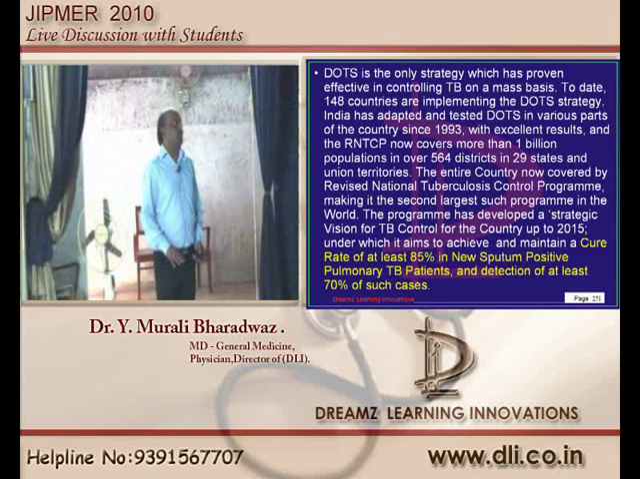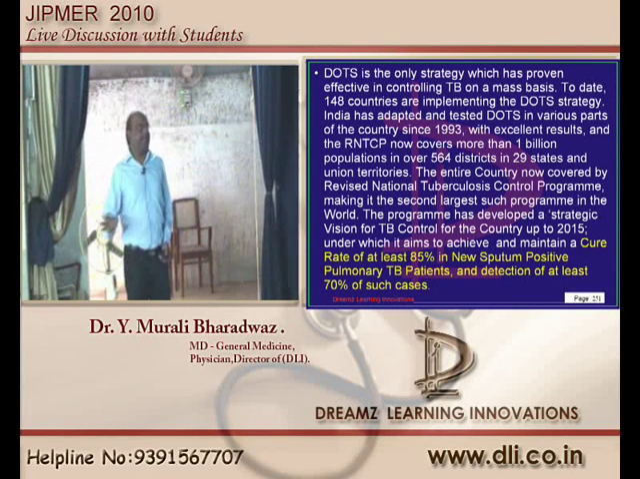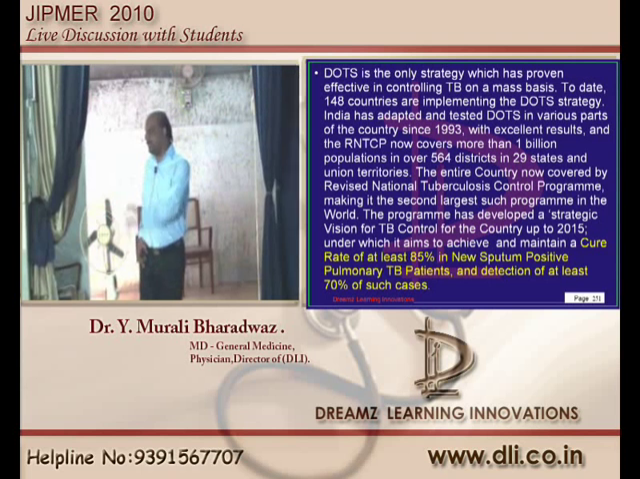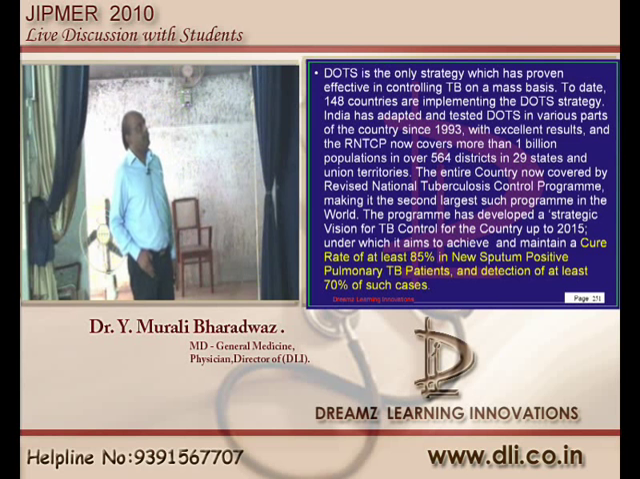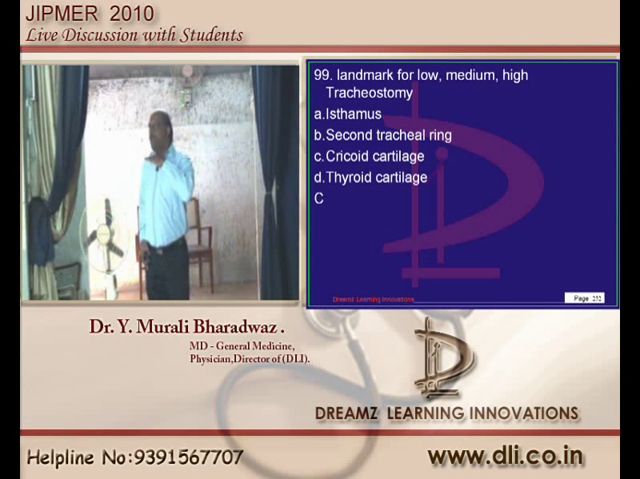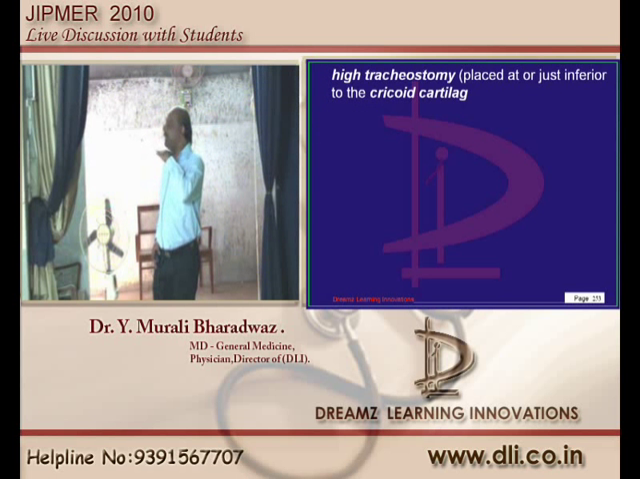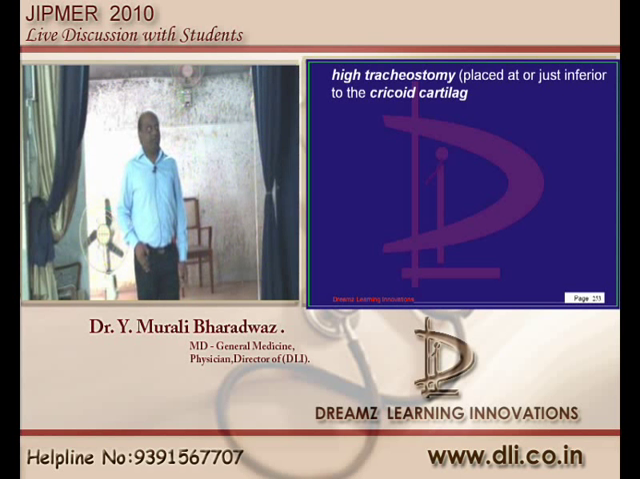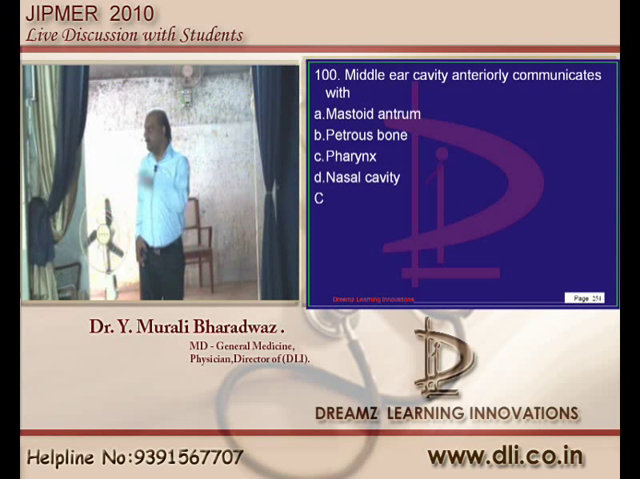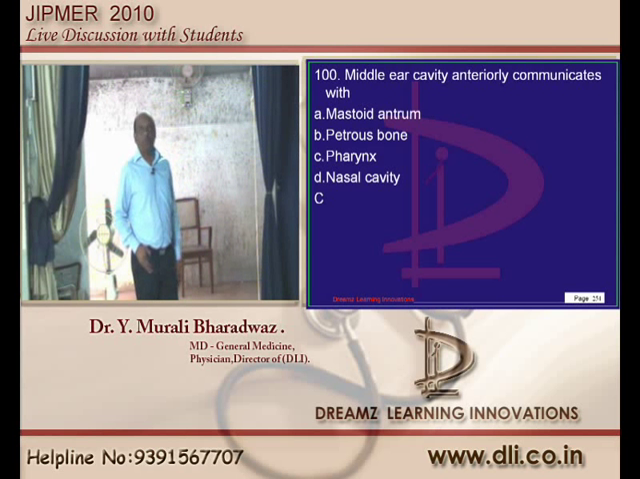So what is the goal of DOTS? A cure rate of at least 85% in new sputum positive pulmonary TB and detection of at least 70% of cases is considered to be the goal in the DOTS strategy, is what needs to be remembered. We call low, medium, high tracheostomy. The references are thyrohyoid, cricoid, hyoid membrane, and cricoid cartilage is the important landmark. The middle ear cavity opens anteriorly into the eustachian tube, which opens into the pharyngeal cavity, as all of you know very well.